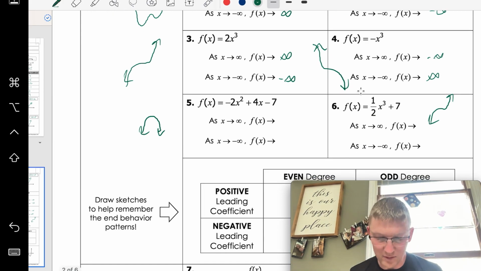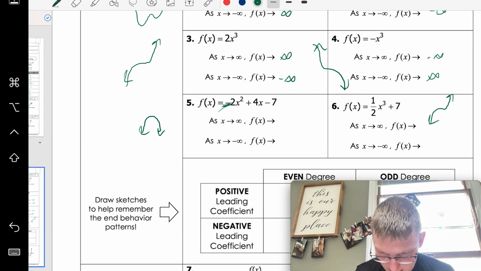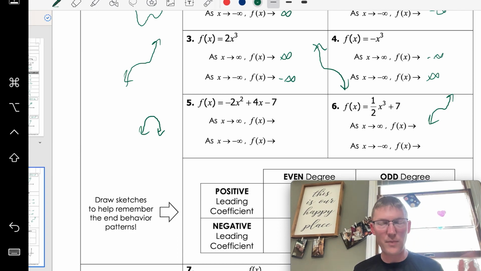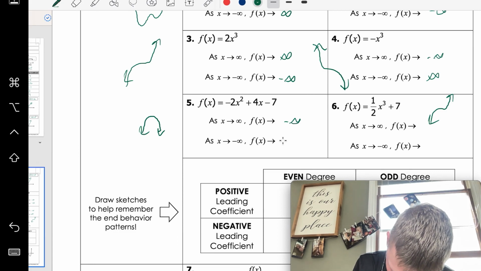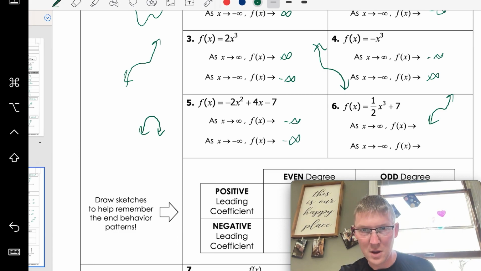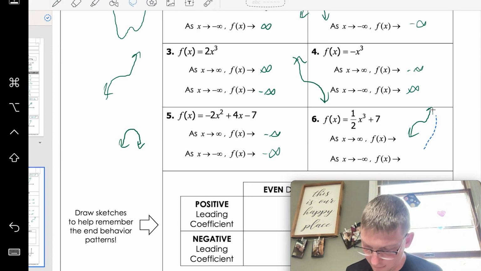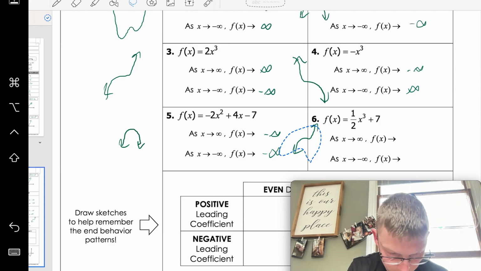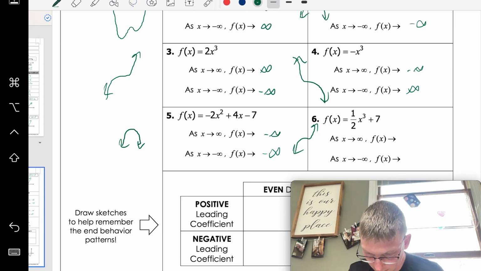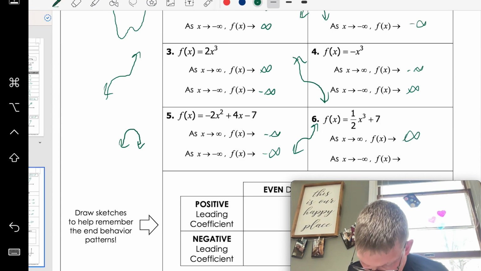Number 5 is a normal parabola, but there's a negative sign right there. As x approaches both positive and negative, the further out left we go and the further out right we go, it's all going to be the same: negative infinity, negative infinity. Then on number 6, as x approaches positive infinity, as we go to the right, it's going up, and as we go to the left, it is going down.